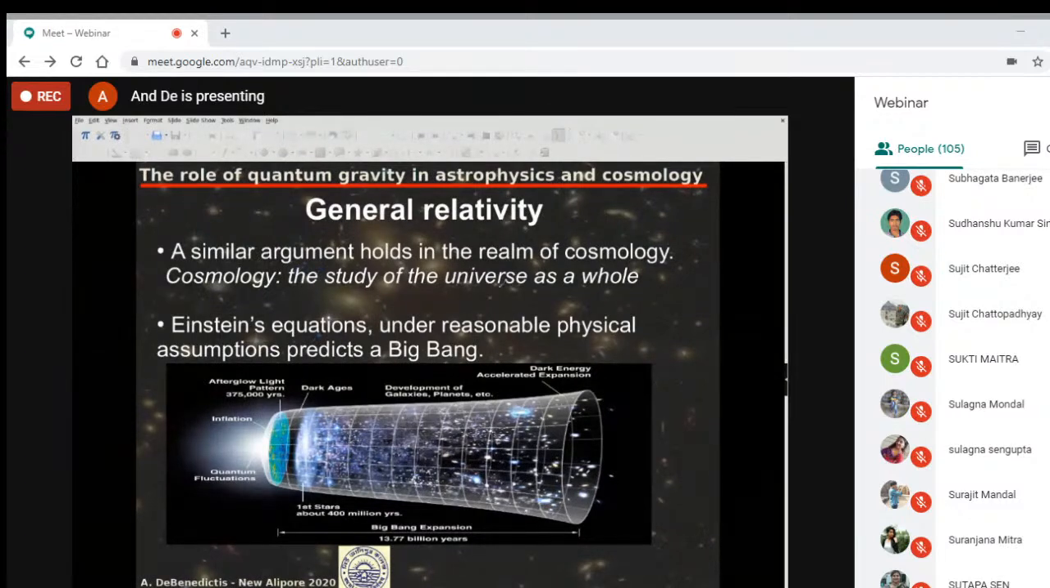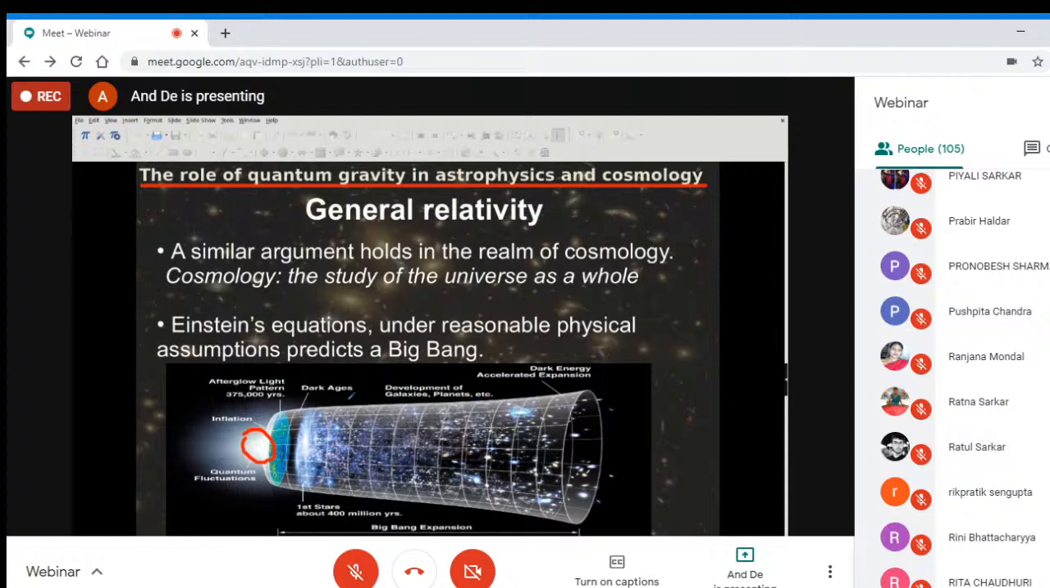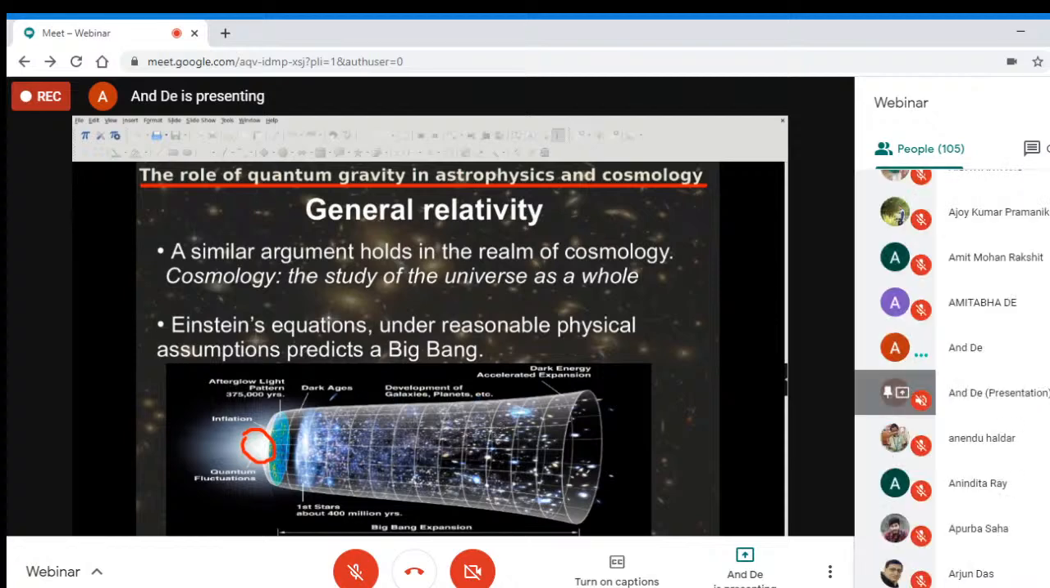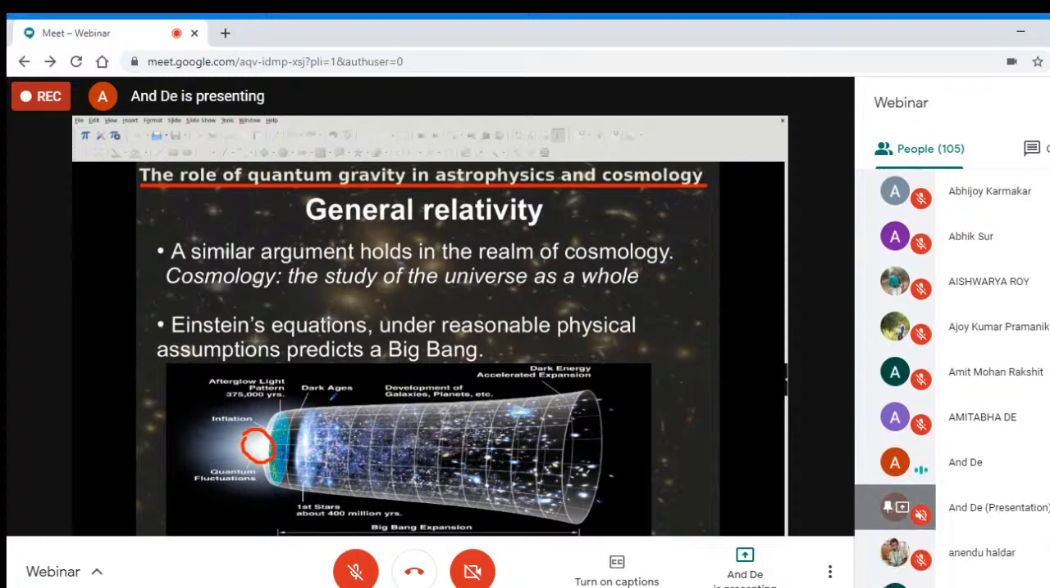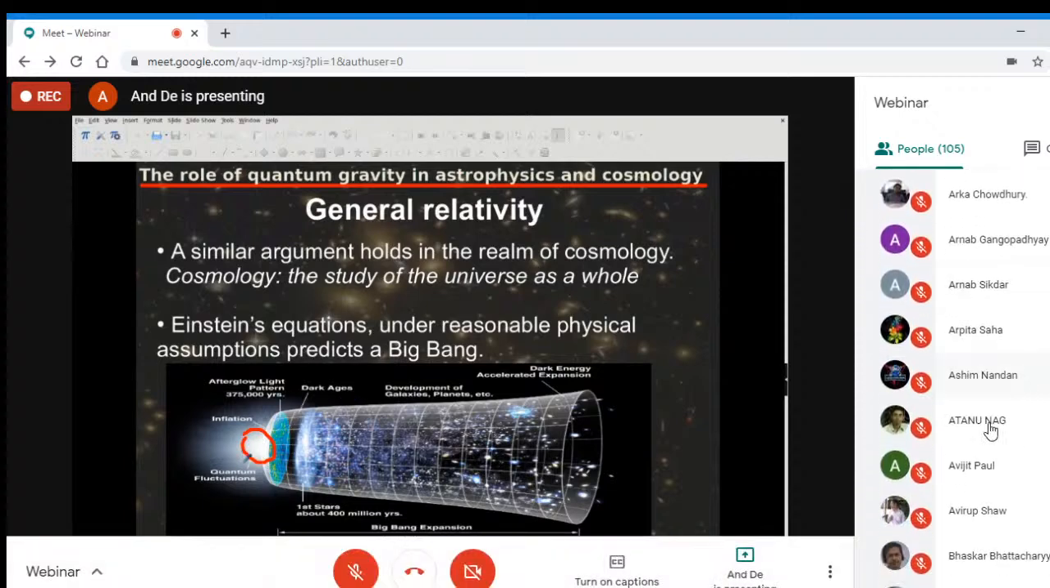Well, a similar argument holds in the realm of cosmology. Cosmology is the study of the universe in its entirety. And those Einstein equations, those relativistic gravitational equations we discussed earlier, under reasonable physical assumptions, they predict a Big Bang right here. That means that if you follow the evolution of the universe far back enough, you run those equations backwards in time, eventually you get a region of essentially infinite density.